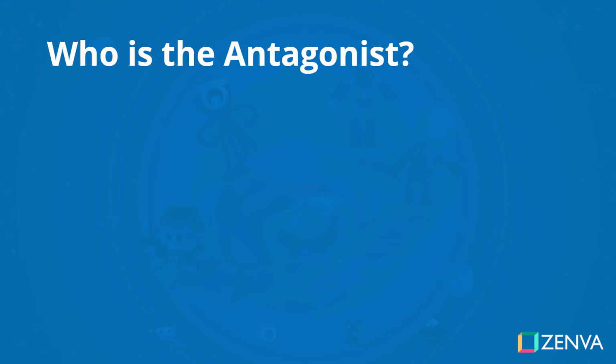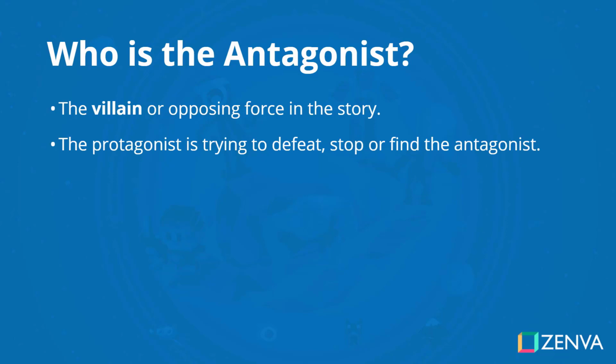So, first of all, who is the antagonist? Well, they are the villain or opposing force in the story. The protagonist is trying to defeat, stop, or find the antagonist, and there are examples of this in pretty much every game. A lot of games do have an antagonist, and generally at the end of the game, that is where you'll have your final boss battle with them.